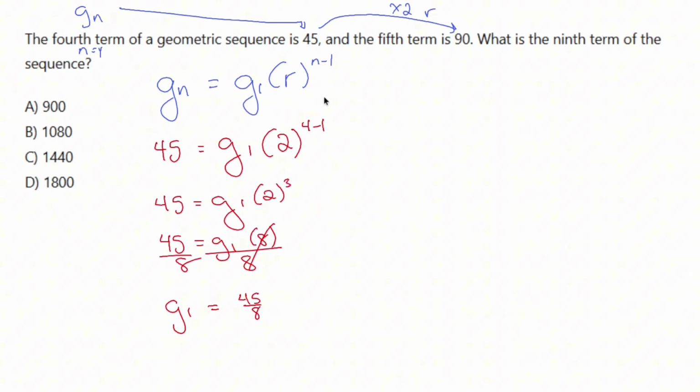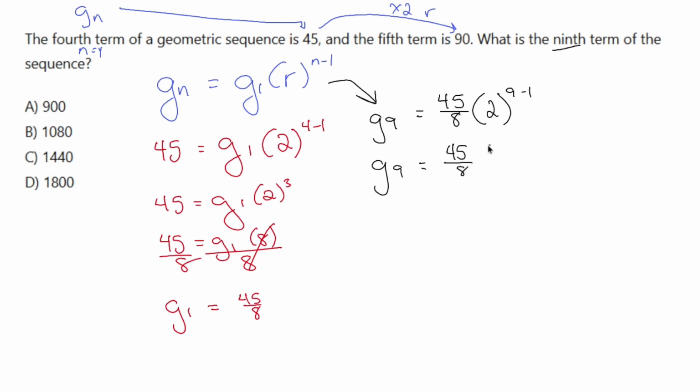Now let's take that information and plug it back into our geometric sequence equation to find the ninth term. So g sub 9 is going to equal g sub 1, which we just found out to be 45 over 8, times the common ratio, which is 2, to the, what do we need, the ninth term, so 9 minus 1 power. So g sub 9 is going to equal 45 over 8 times 2 to the 8th. G sub 9 is going to equal 45 over 8 times 256.